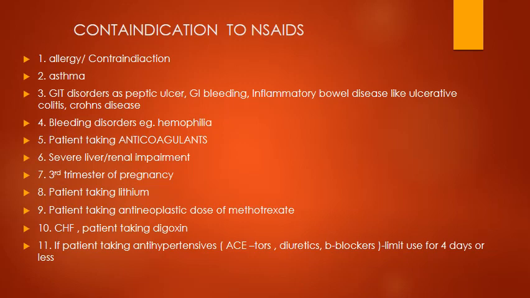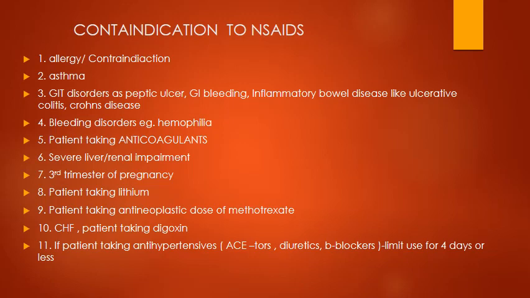Next is bleeding disorders, example hemophilia. Next is patients taking anticoagulants. Now this is very important. Whenever the patient is taking anticoagulants like warfarin, NSAIDs are not prescribed, but this is not the case with antiplatelets. If the patient is prescribed antiplatelets, NSAIDs are not contraindicated. Only and only in case of anticoagulants. So learn these things and know which drugs are anticoagulants and which are antiplatelets. This is important.